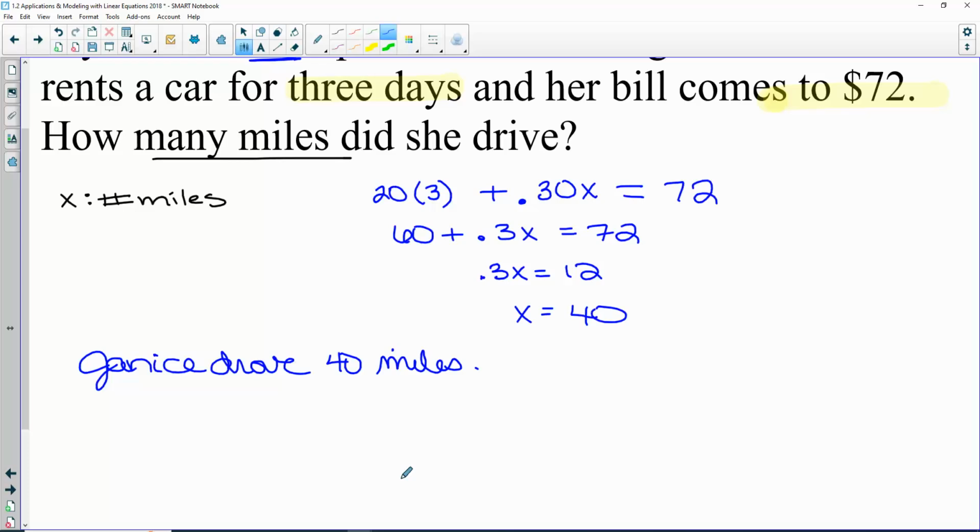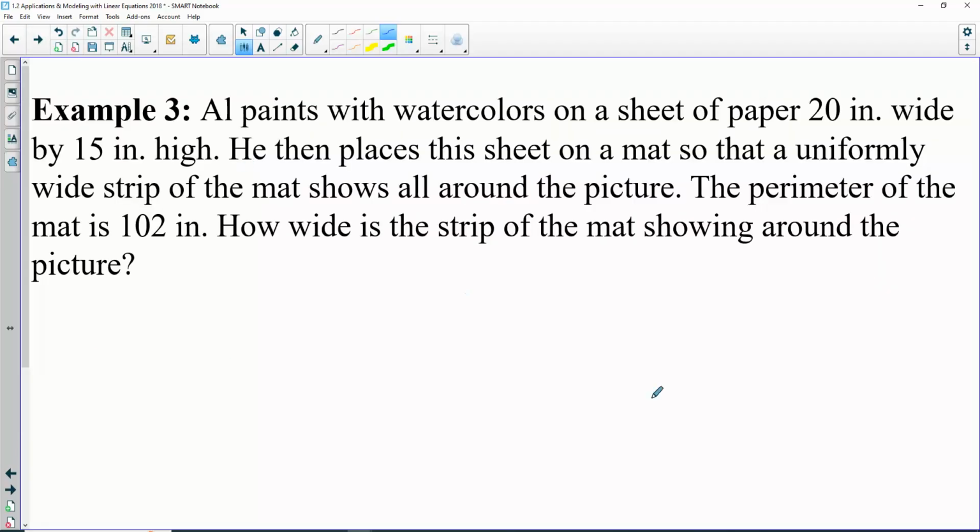What I want you to do now, I'm going to give you a couple minutes. I want you to read the next problem and see if you can just draw the picture. Okay, we'll check the picture before you do your whole equation and try to solve it. But read it and see if you can make sense of it to draw a picture.